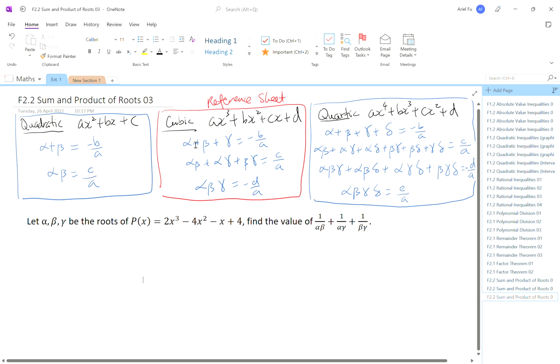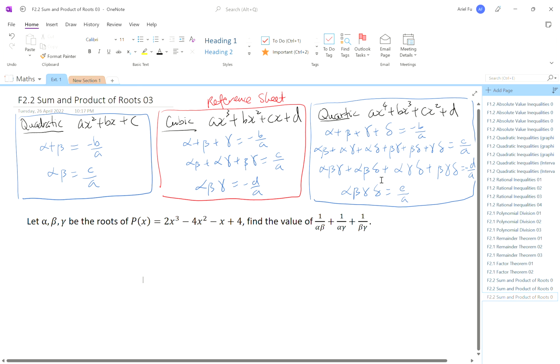For cubic, you can have three roots. The sum of the single roots is negative b on a. If we look at the pairs of roots, you're going to get c on a. And the product of the roots, all three together, is going to give negative d on a. So notice the pattern: negative b on a, c on a. Over here it is negative b on a, c on a, negative d on a.